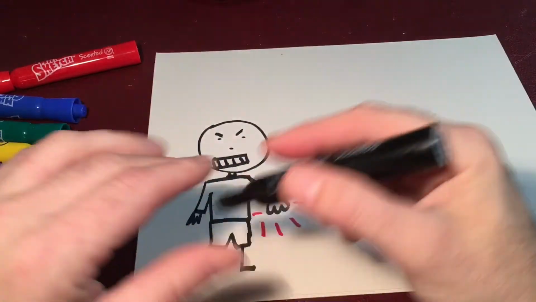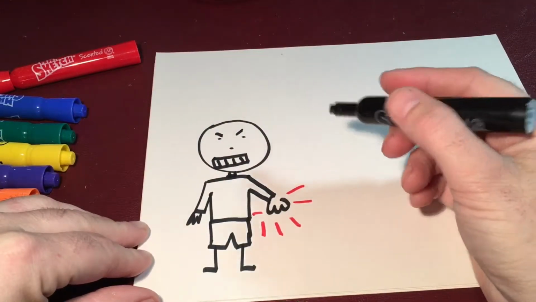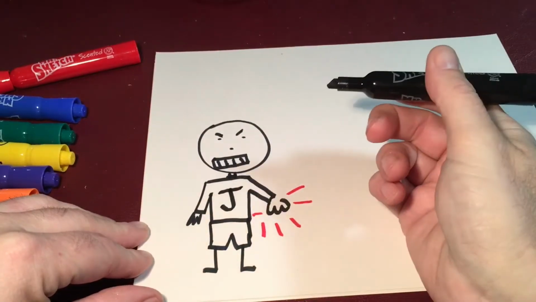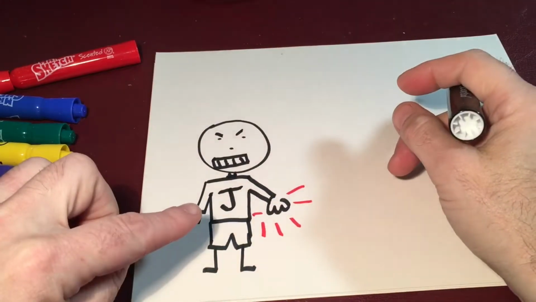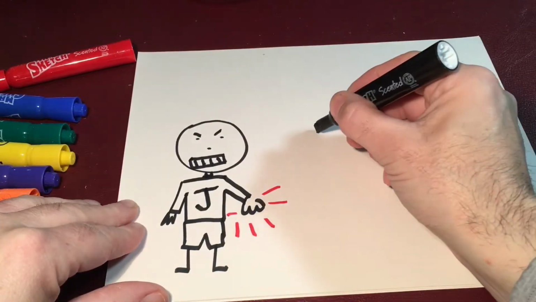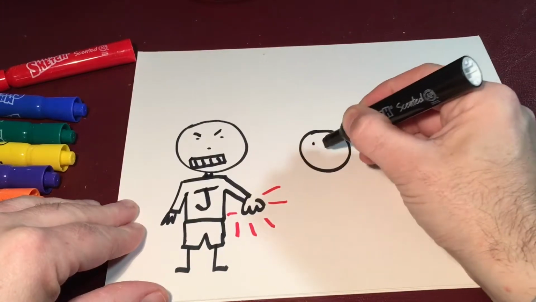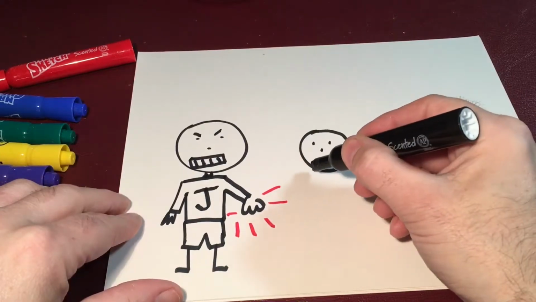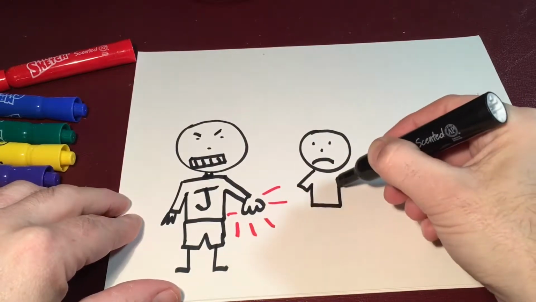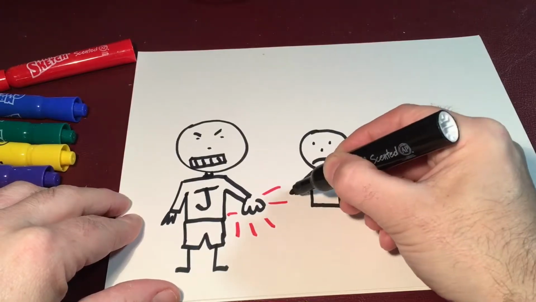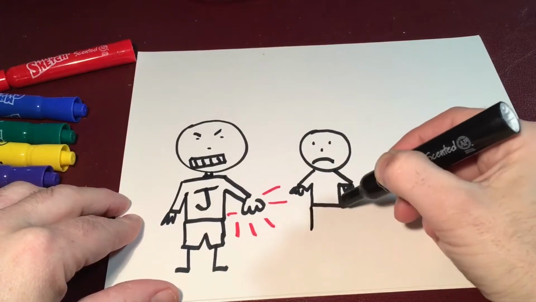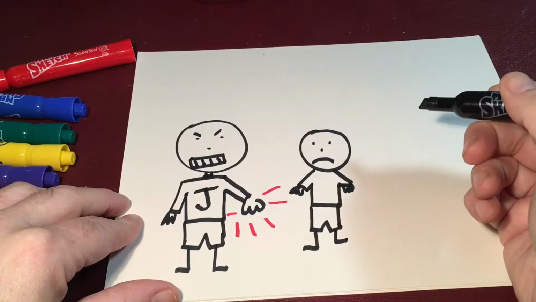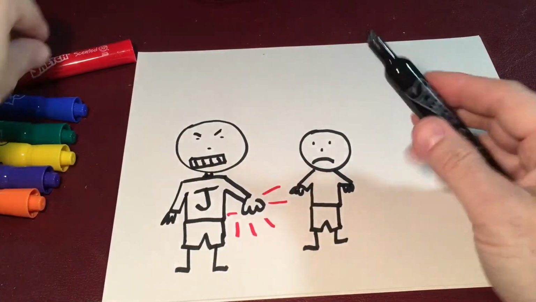Another aspect of the drawing that I like to include is a letter that they're familiar with, generally the letter of their first name. In this case, the child's name began with J, so now they know this is them. I'm going to draw the other child. Of course, their face is going to be sad because they were just hit by this child. This child hit this child.